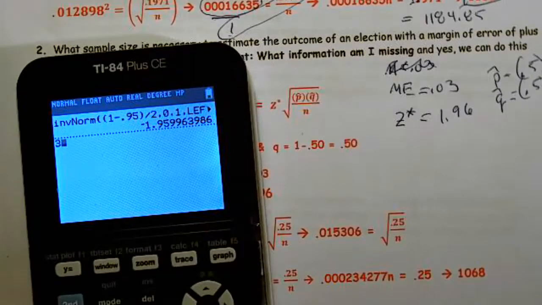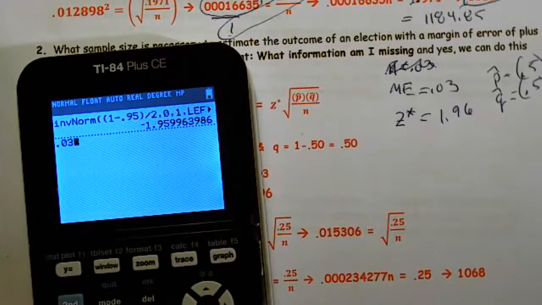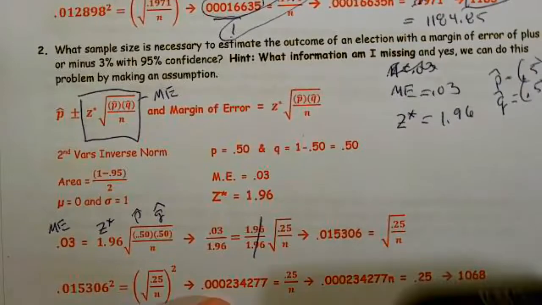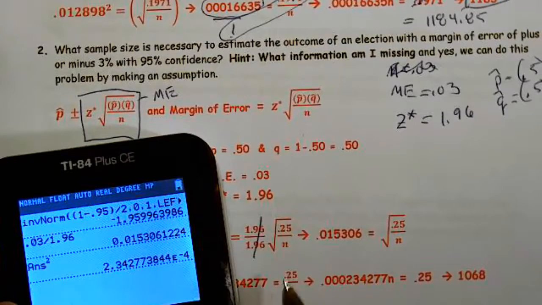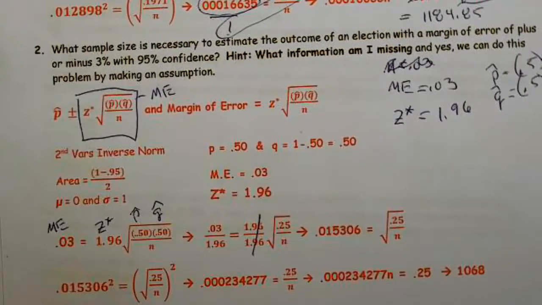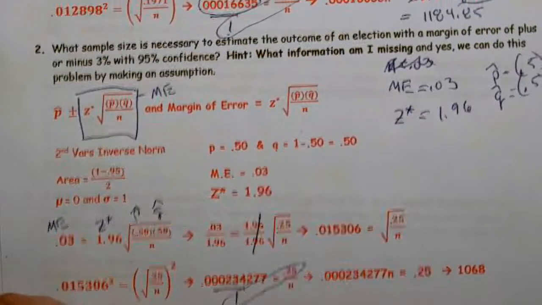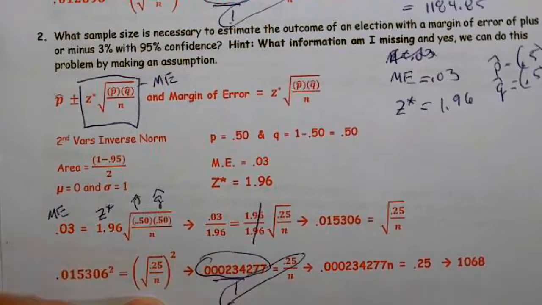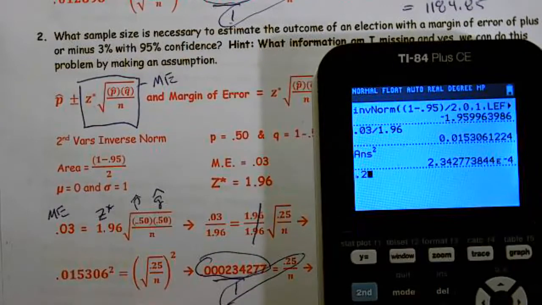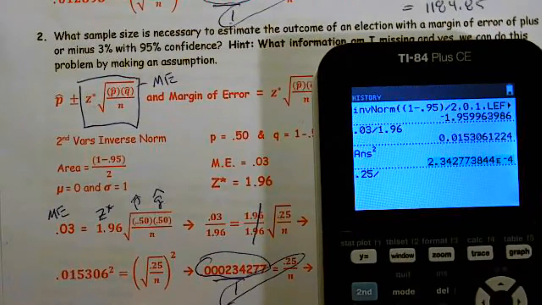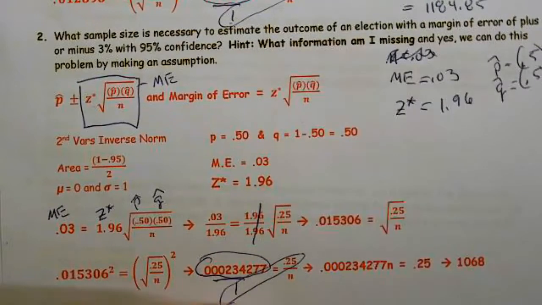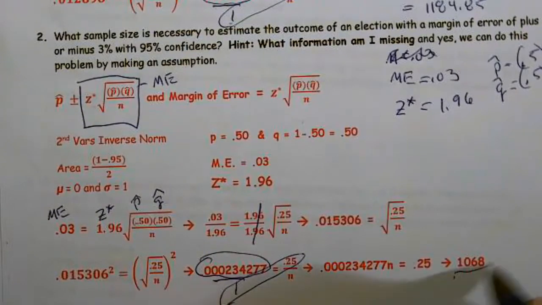So 0.03 divided by 1.96. Then I'm going to square that. Gives me this value here, which is what I have written here. And that also takes care of the radical. Well, I'm going to put this over 1, which means I'm basically multiplying by these two numbers because I have a nice little proportion, and I'm dividing by the third number. So 0.25 divided by my third number is 1067.1. And what that rounds to is 1068.